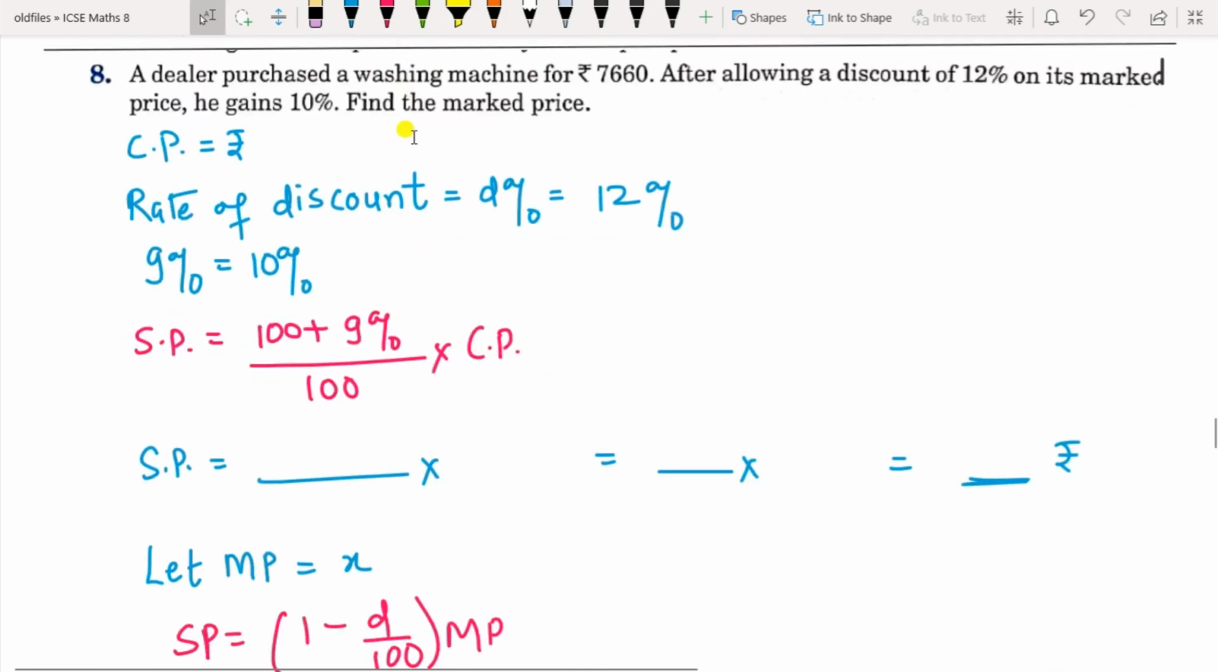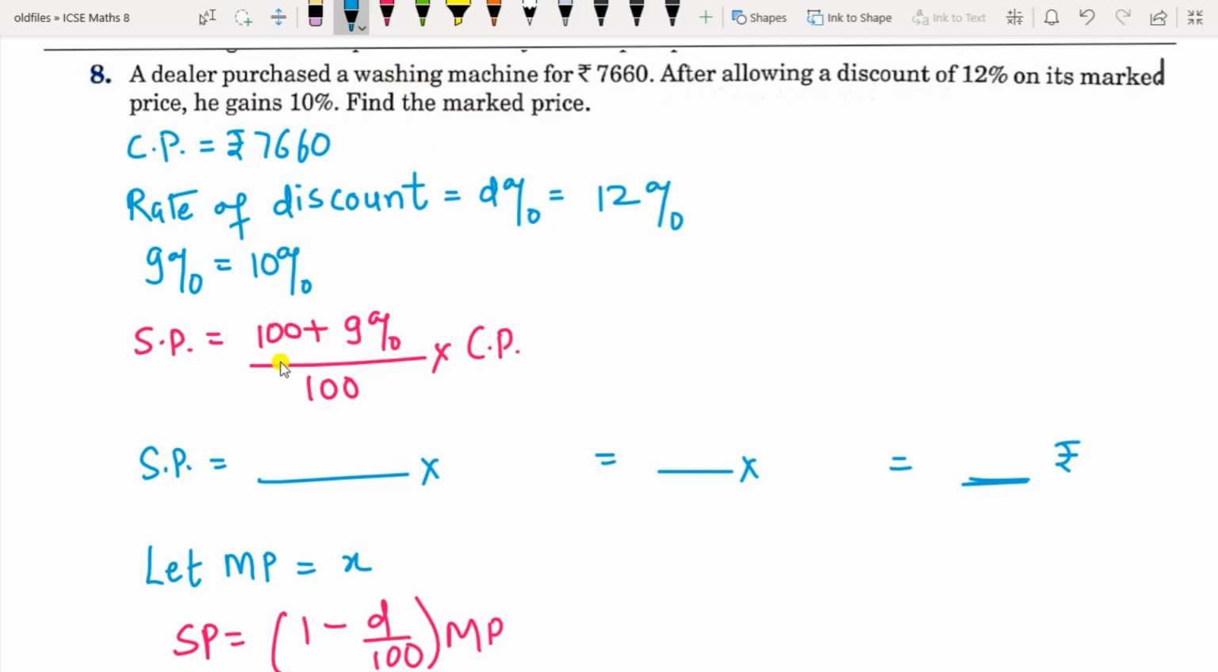Question 8 here is, a dealer purchased a washing machine for 7,660. After allowing a discount of 12% on the mark price, he gains 10%. Find his mark price. So here, purchased a washing machine. Purchase means it is the cost price for the dealer. So cost price is rupees 7660. Now in the earlier question we guessed CP as 100 rupees. Now here CP is given. Rate of discount is also given, 12%, and gain he has made of 10%.